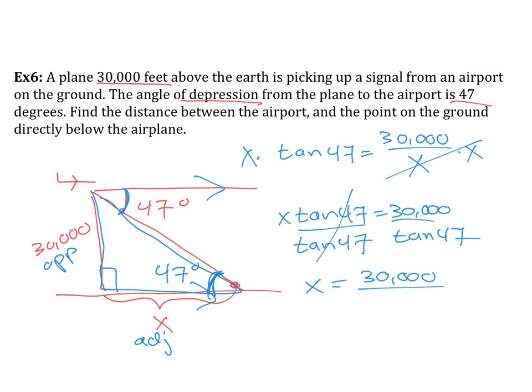Now I'm going to go ahead and plug in what the tangent of 47 is. In this case, using my table, the tangent of 47 is going to be approximately 1.0724. And then if I divide those two values, I get for my answer that x is going to be approximately 27,975 feet.